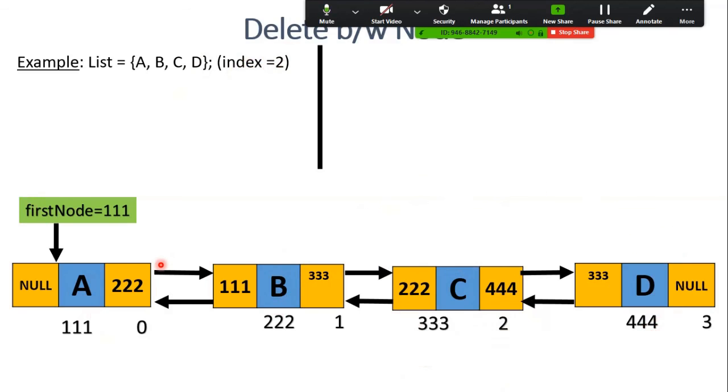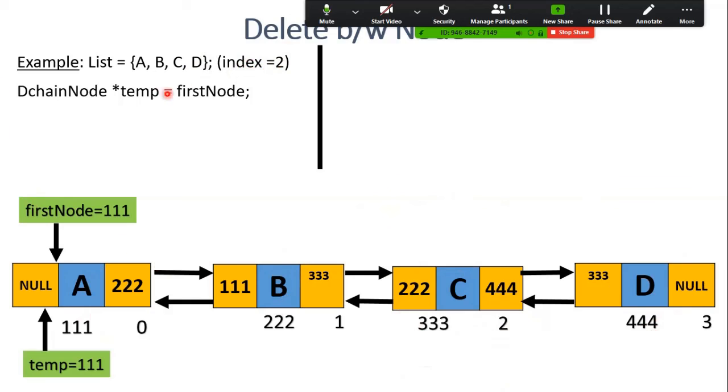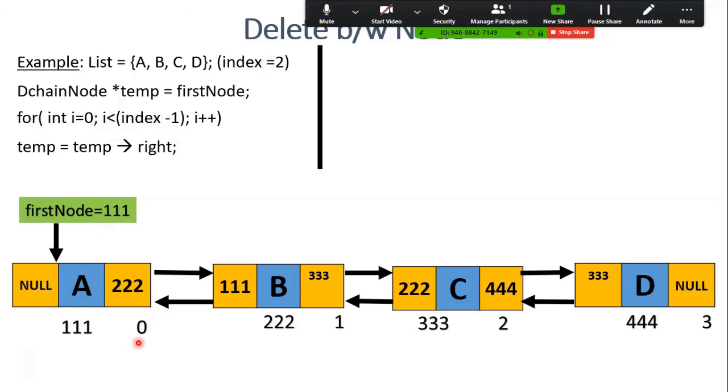For that, again I have to traverse from the beginning. Take a temporary pointer. So what is the index? 2. Use a for loop. I equals 0, I less than the index minus 1, I plus plus. What is the index? 2. 2 minus 1 is how much? 1. So 0 is less than 1. So temp equals to temp of right. What is temp of right? That is B node. Next, I increment, I becomes 1. Is 1 less than 1? No. Condition false.